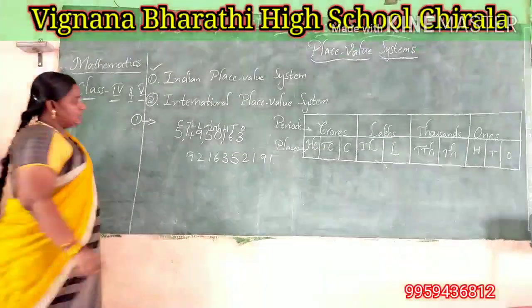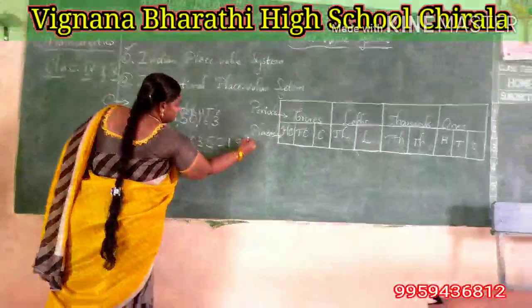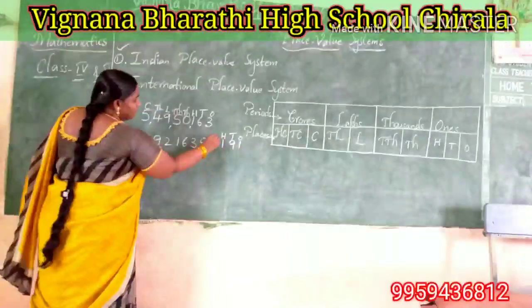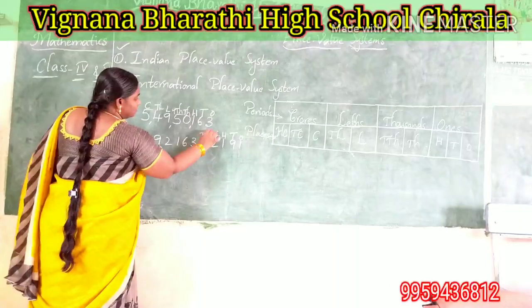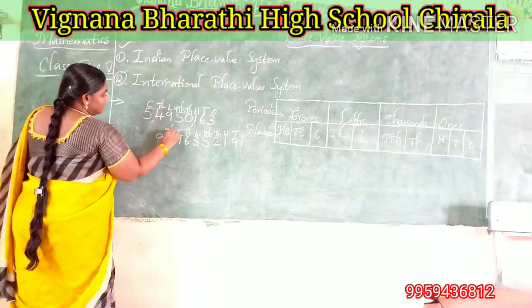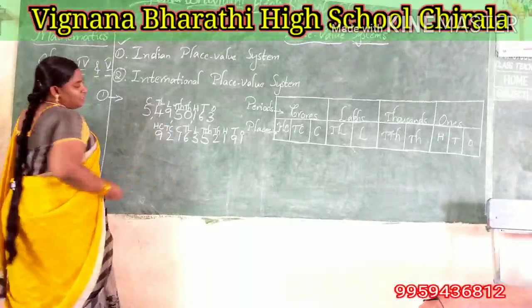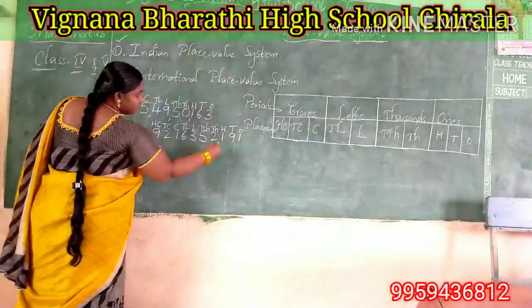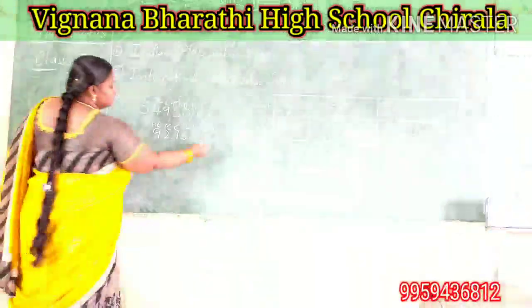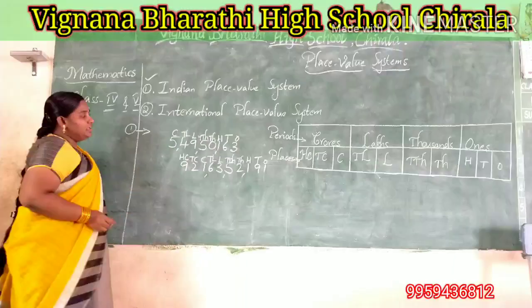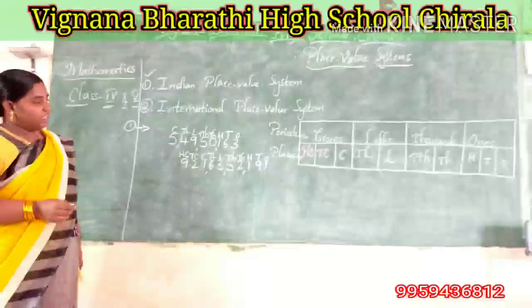Again, same process. We should assign places for the digits of the given number: ones, tens, hundreds, thousands, 10,000s, lakhs, 10 lakhs, crores, 10 crores, 100 crores. Ones, tens, hundreds come under ones period, so separate that with a comma. Thousands, 10,000s, then lakhs, 10 lakhs, and crores, 10 crores, 100 crores. These three places come under only the crores period.